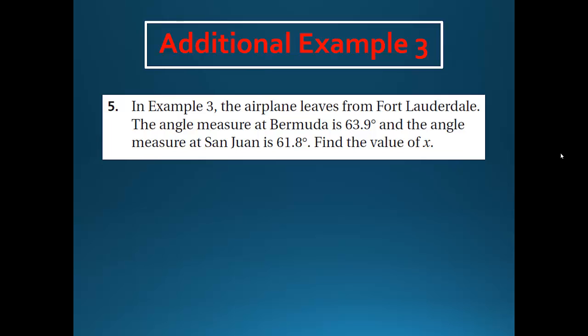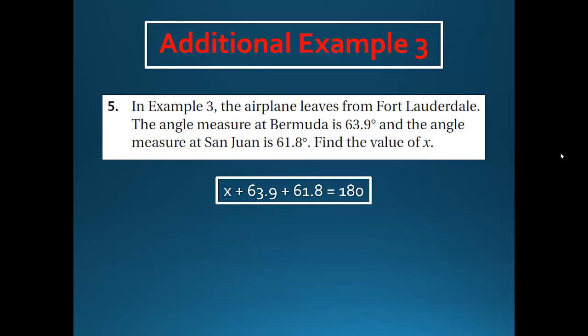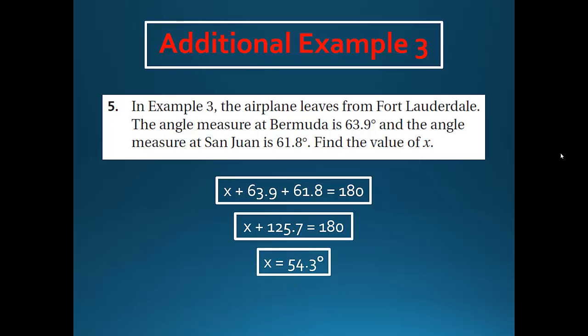So we're going to set up our equation. We're going to have x plus 63 9/10 plus 61 8/10 equals 180. Now we're going to solve our equation. So we're going to have x plus 125 7/10 equals 180. And now we can subtract 125 7/10 from each side. So we're going to get that x equals 54 3/10 degrees.